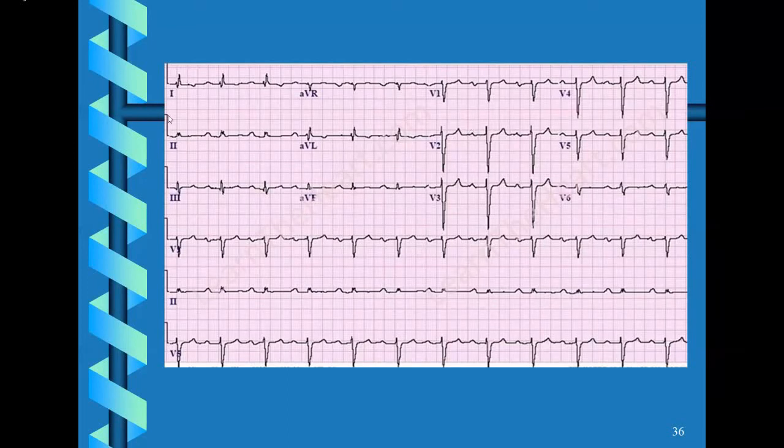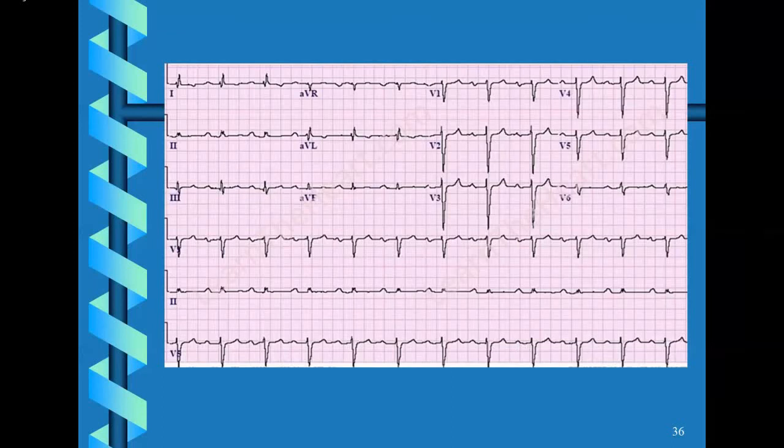So I hope you understand. So rate, rhythm, axis, intervals. If we talk about intervals, the PR interval is increased in this. One large box is 200 milliseconds, and it is more than one large box. One small box is 40 milliseconds. So 200 and 280 milliseconds is the PR interval in this ECG.